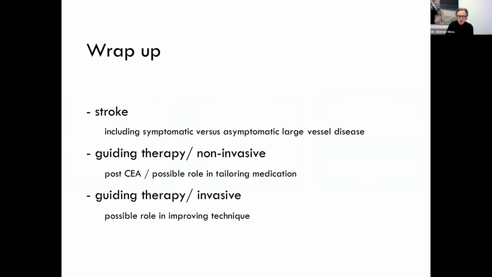Well, this brings me to the wrap-up. These were the topics I addressed, and I chose different colors for the importance or the readiness for implementation in practice. So my number one is definitely asymptomatic large vessel disease. There are lots of studies. There is level A evidence that the detection of microembolic signals in patients with asymptomatic carotid artery stenosis indicates future risk. And I think this is really worthwhile to consider.